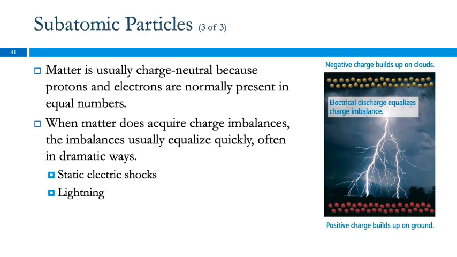Lightning, this electrical discharge, comes from an imbalance that builds up. Positive charge building up on the ground, negative charge building up in the clouds. Now, exactly how that happens, that's just another topic entirely. But it happens, and it resolves itself through lightning. Thunder is just the sound that is caused by that electrical discharge. So lightning, static electric shocks are also buildup of charge imbalance that is resolving itself.